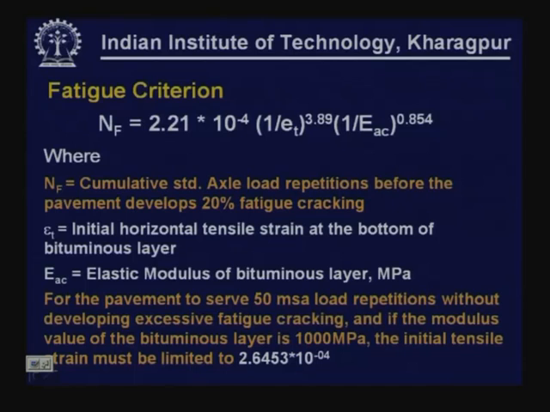But another parameter is also added, which is the modulus value of the bituminous layer that we are going to use, because for different climatic conditions, if the pavement temperature is different, the modulus value will be different. Accordingly, the pavement performance is also going to be different. To account for that, the modulus value of bituminous layer is also brought into the equation. So, basically to estimate how many repetitions a given pavement can serve satisfactorily, we have to calculate what will be the epsilon T, and we should also know what is the modulus value of bituminous layer for a given condition.